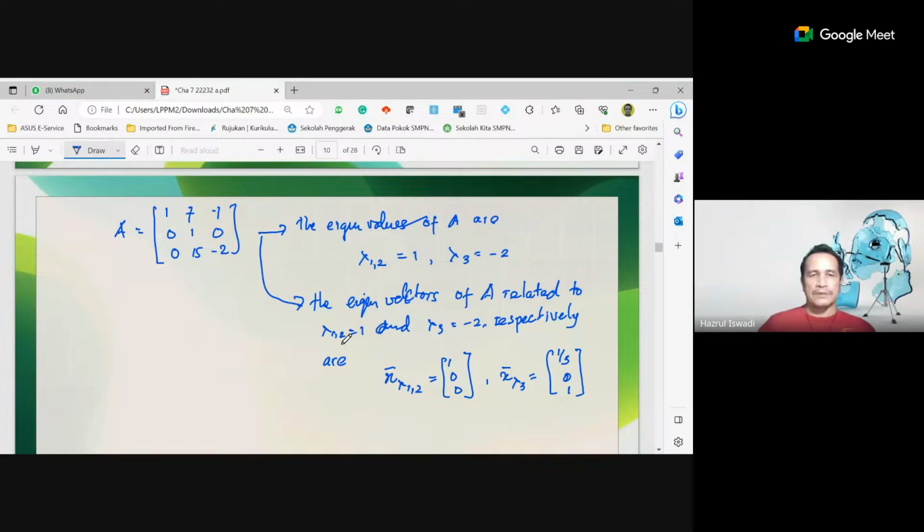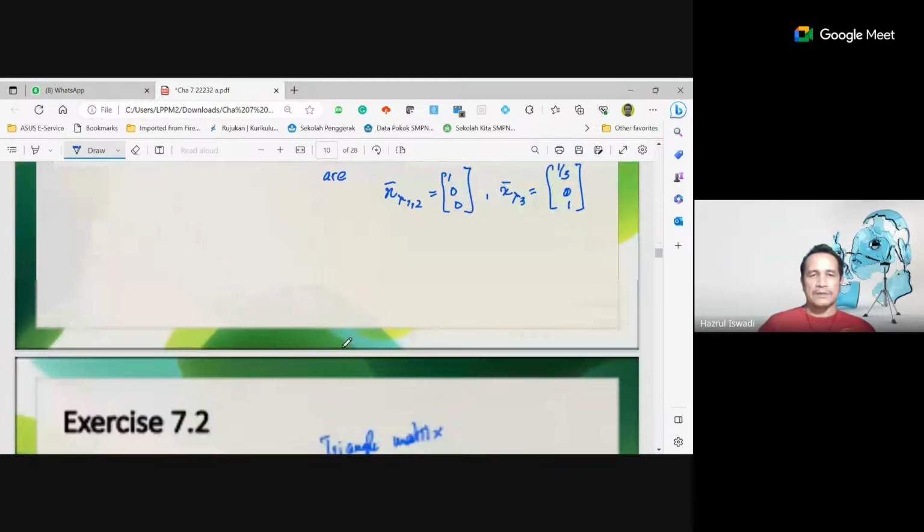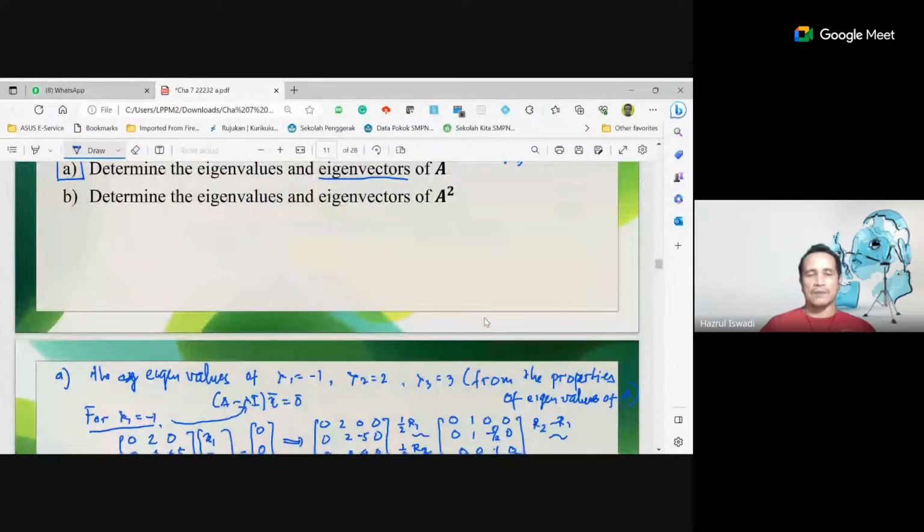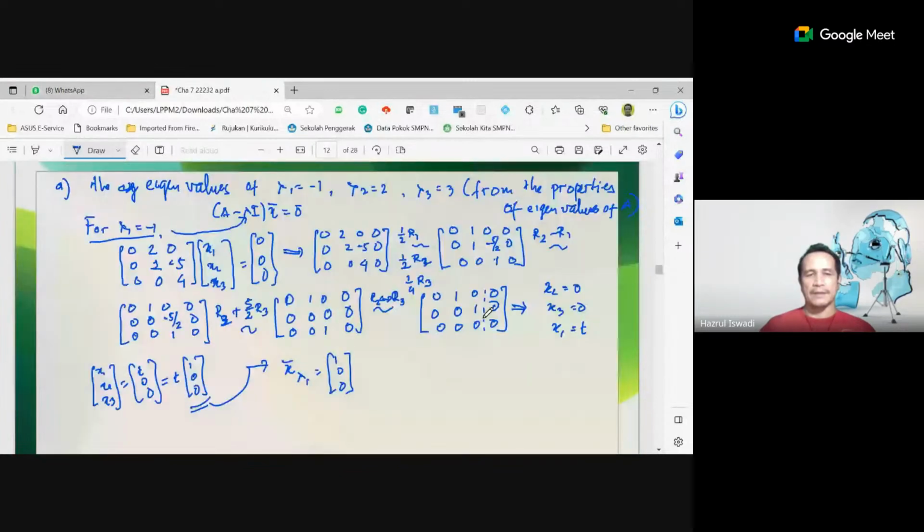And this is exercise 7.2. We use the property of eigenvalues as we mentioned before. So the eigenvalue is the main diagonal minus 1. Next, we will determine the eigenvectors for each eigenvalue.